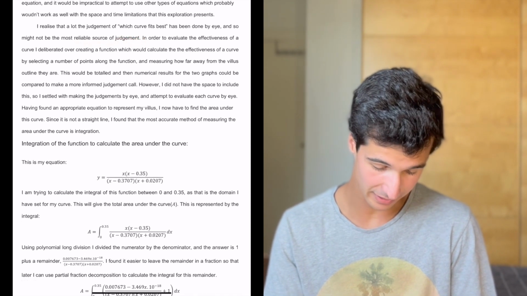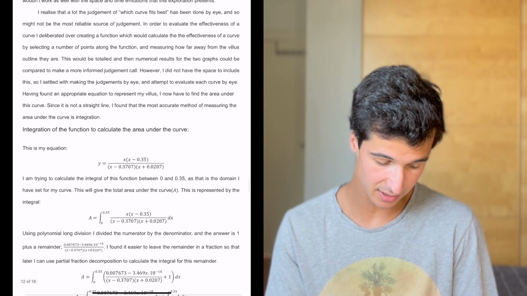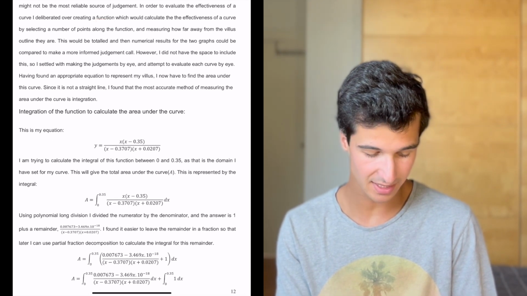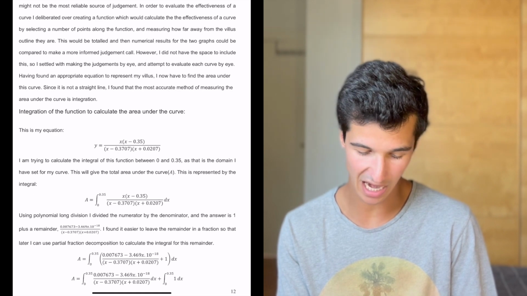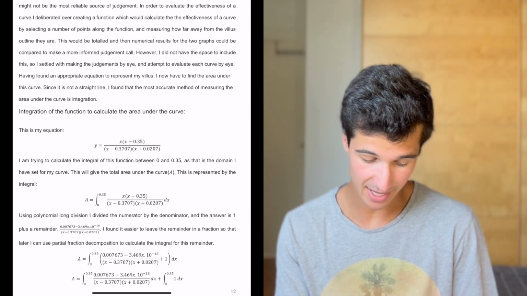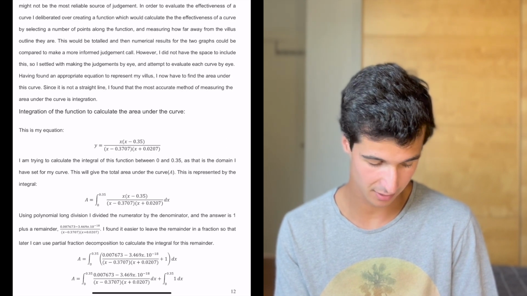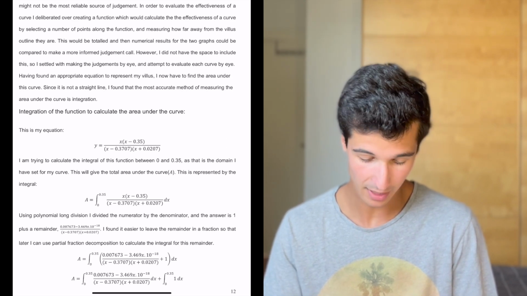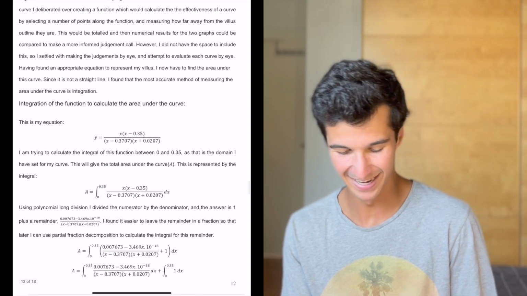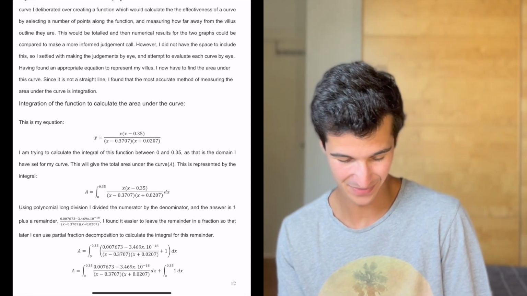In order to evaluate the effectiveness of a curve, I deliberated over creating a function which would calculate the effectiveness of a curve by selecting a number of points along the function and measuring how far away from the villus outline they are. This would be totaled, and then the numerical results for the two graphs could be compared to make a more informed judgment call. However, I did not have the space to include this, so I settled with making the judgments by eye and attempt to evaluate each curve by eye.